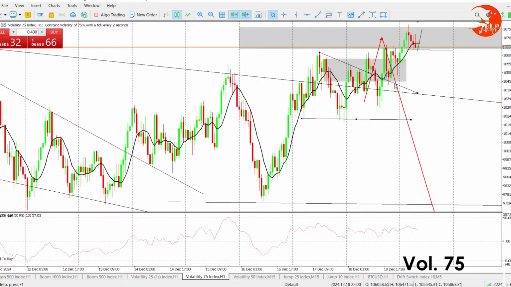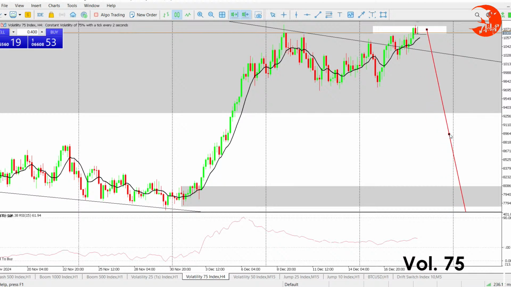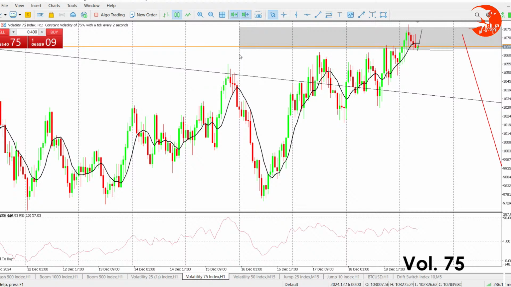So now I can delete this, delete that, make the chart clear, go to H4, delete this, delete that, delete this, and now at least the chart is clear. Delete this. Now wait for this move. That's a move we are going to be looking for. So head back to H1 and look at the structure.